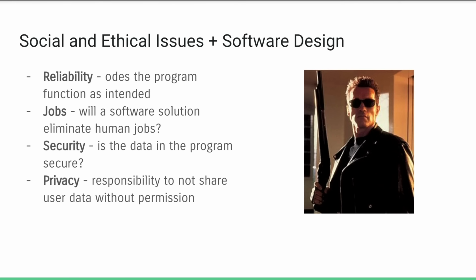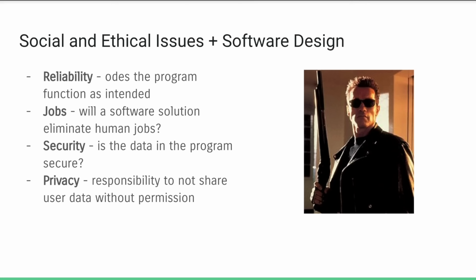Okay, so I'm kind of moving on to a very different topic. One thing you need to be aware of is the social and ethical issues surrounding software design. So the first is reliability. So does a program function as intended, right? So if you're delivering a program to someone or you're writing a piece of software for an organization or a person, that program should function as intended. Otherwise, you're doing that person a disservice and probably causing them some trouble.